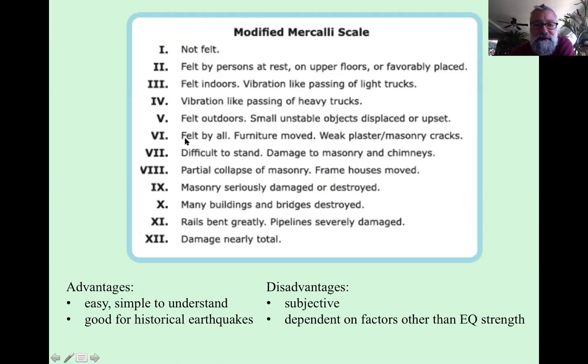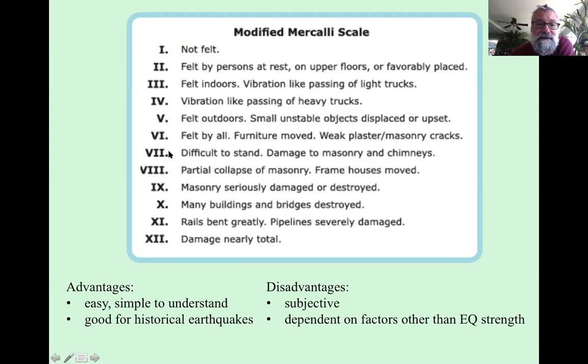But all of these are based on what is felt by a person, whether furniture is moving, is plaster cracking, is masonry cracking, are buildings falling. But you can determine the magnitude of this earthquake by something that you felt. There are some advantages and disadvantages of this. The advantages to this one are that it is easy and simple to understand. It's the easiest one for me to explain to you guys. It's good for historical earthquakes.